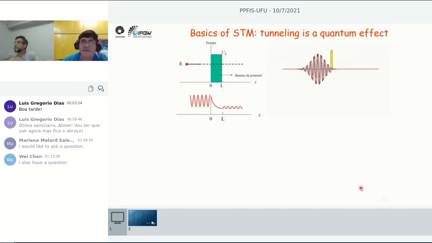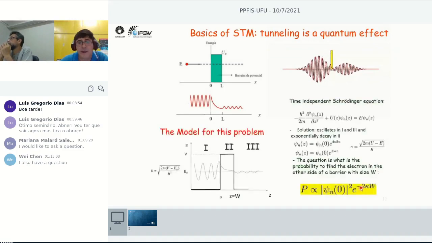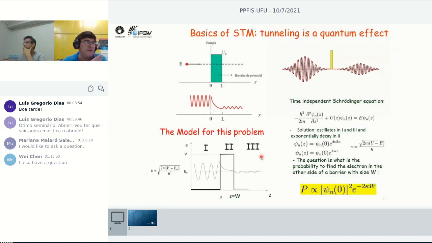The basis of how the STM works is a quantum effect, the tunneling quantum effect that we know very well from the beginning courses of quantum mechanics. I do not intend to bore you with this, but the important thing is that if you solve a simple one-dimensional problem, you can get a quite good picture of what is happening in the STM. You see that the probability of one particle, in this case the electron, going from the sample to a second region, the tip, has this exponential dependence on the distance, this W here.